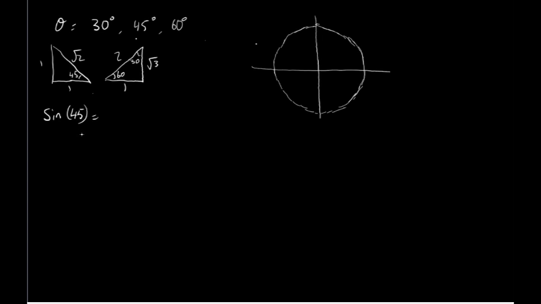So the first one is looking at sine of 45. So we've got 45 over here. Sine of 45 is going to be 1 over root 2 or root 2 over 2. Now using that value there, we can have a look at the unit circle and we can place 45 degrees, and that's the one that we find over there.